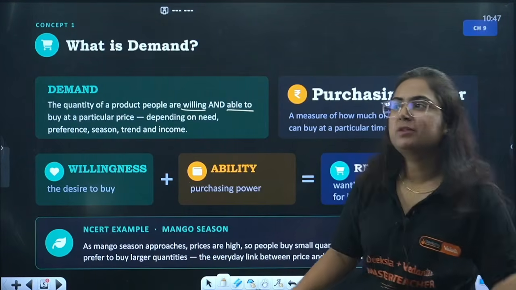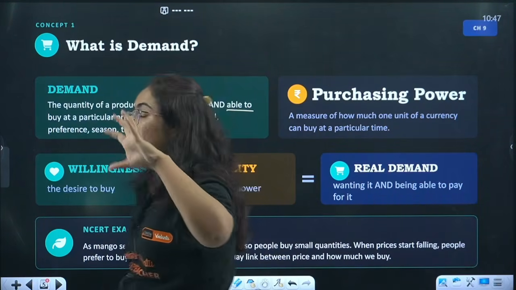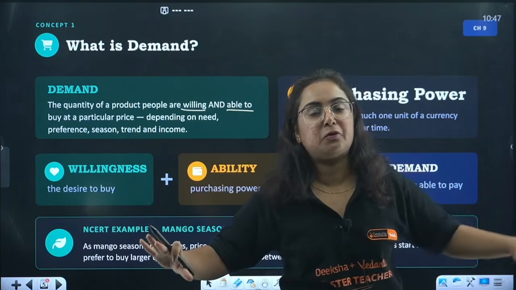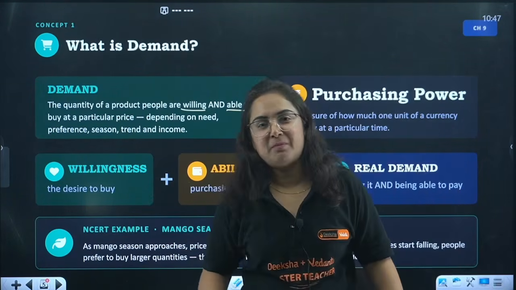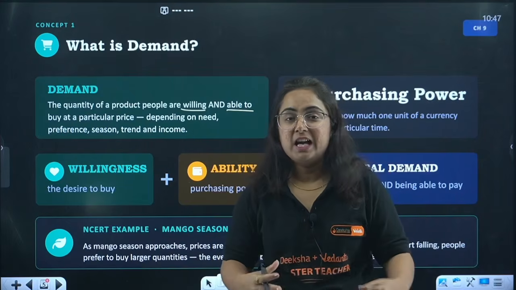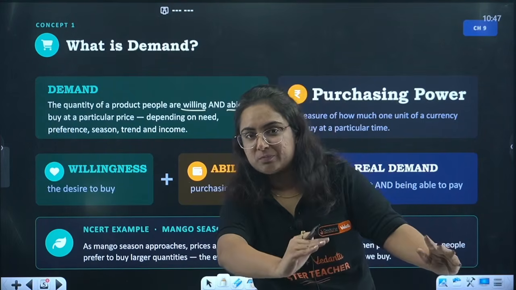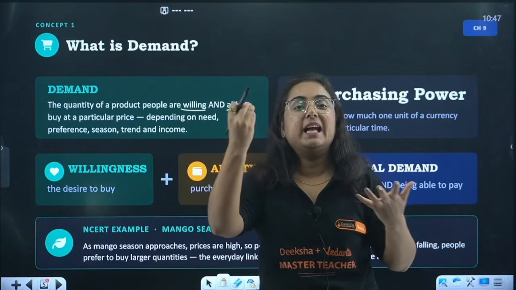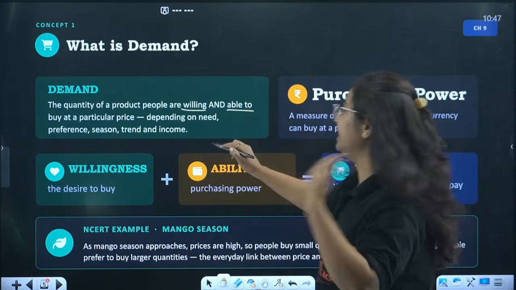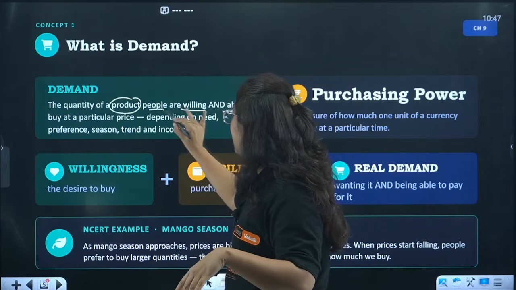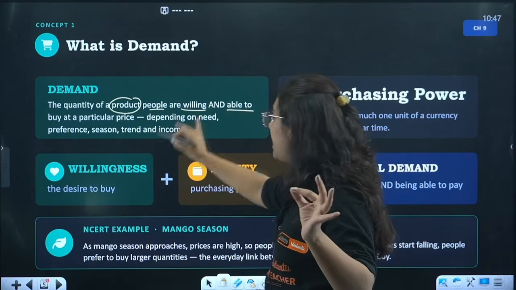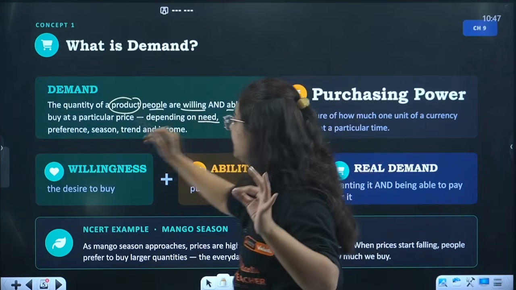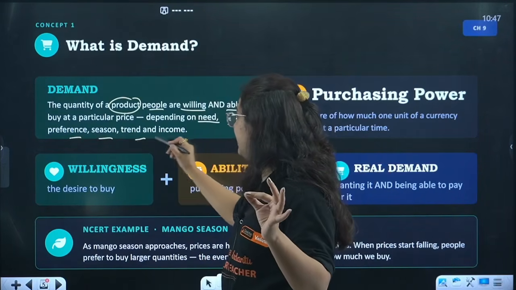Consider that I want to buy an iPhone, the best version of it. But the money is not in my pocket, and hence I'm waiting. That is what willing to buy is. And whenever the day comes, I will buy it. That is able to buy. So the quantity of product people are willing and able to buy at a particular price depends on need, preference, season, trend, and income.